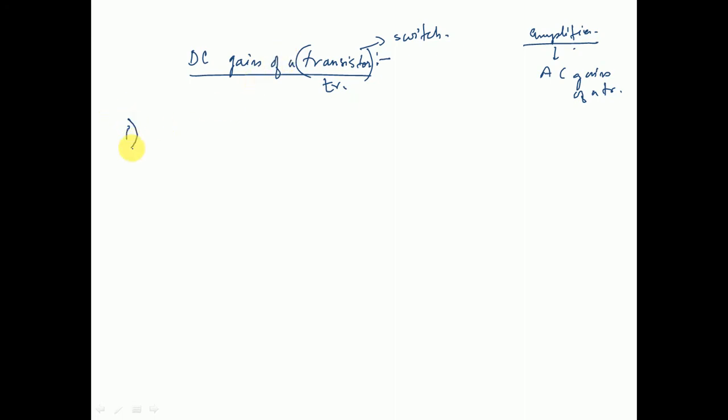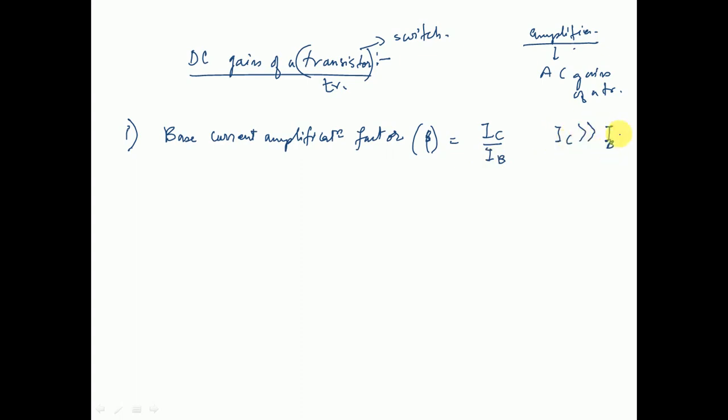So number 1, please write down base current amplification factor. The numericals for the NEET people will come directly from these questions, so it's absolutely important to memorize these values, to know what IC is, what IB is, and what beta is. It is the DC gain. Base current amplification factor beta equals IC by IB. And you also know that IC is very much greater as compared to IB.